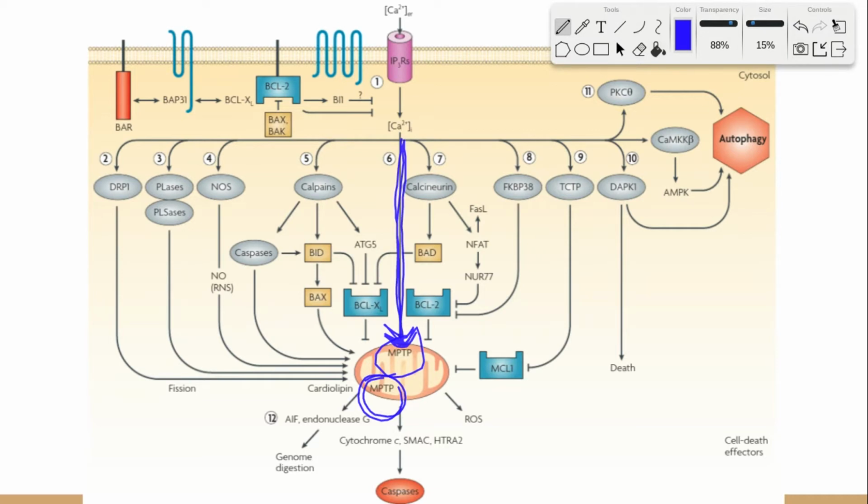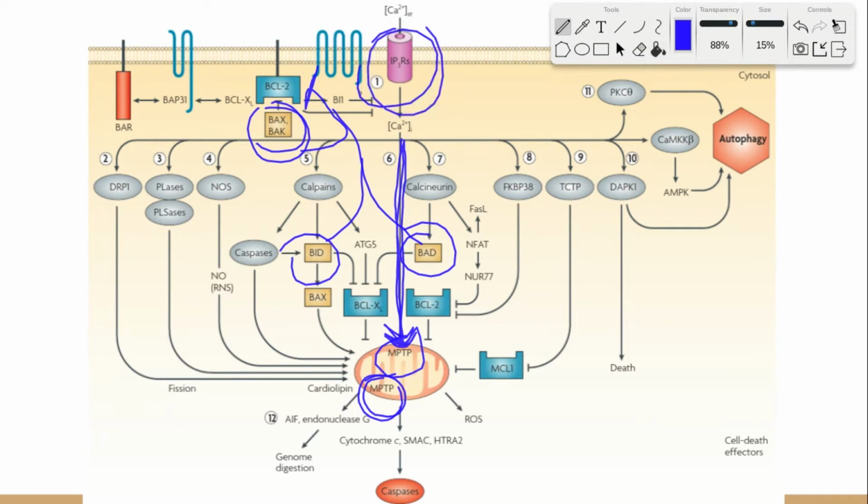that there are these pro-apoptotic BH3 domain proteins like BAX, BAK, BID, and BAD. And these can all inhibit BCL2. And this sensitizes IP3Rs to IP3 and thus calcium flux. So calcium flux can then signal through many different proteins.